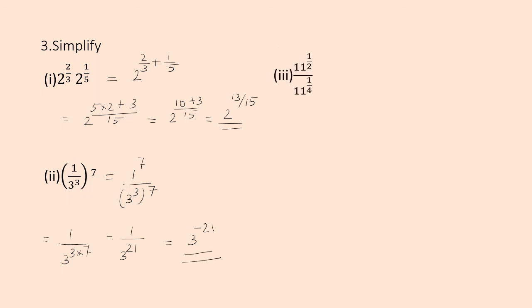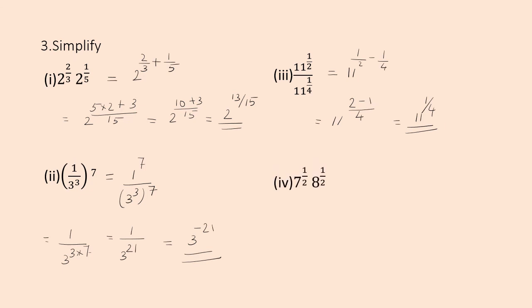Now, question number 3, 11 raised to 1 upon 2 divided by 11 raised to 1 by 4. Here, the bases are same, powers are different and you are doing the division. So, you have to subtract the powers. That is 11 raised to 1 by 2 minus 1 upon 4. 4 is the LCM. So, you can write it as 11 raised to 2 minus 1 upon 4, that is 11 raised to 1 upon 4.